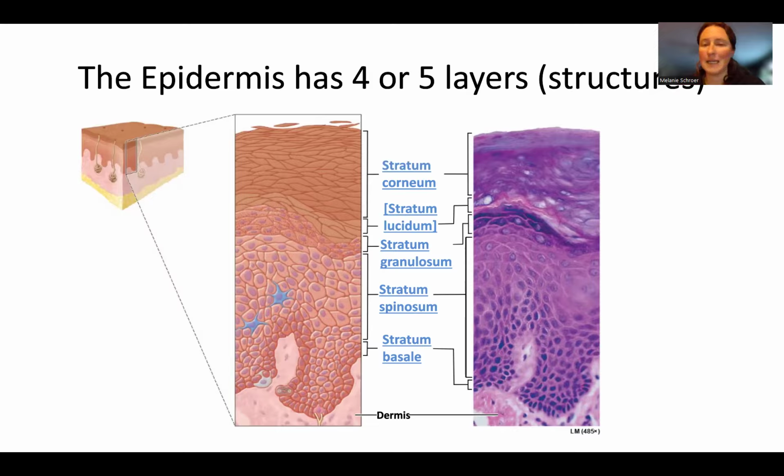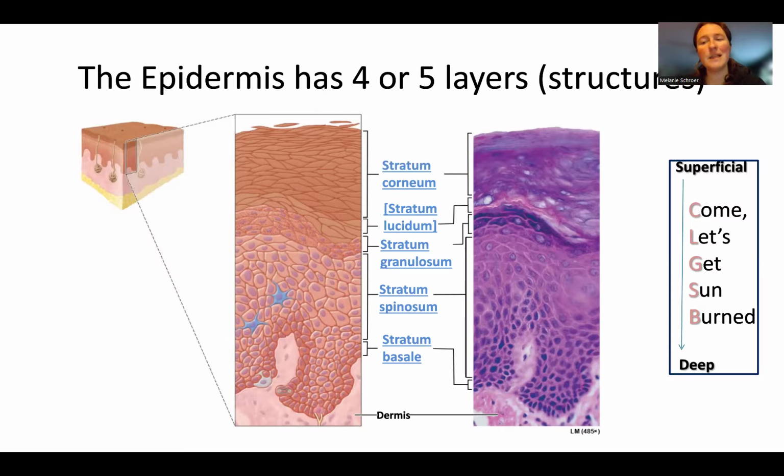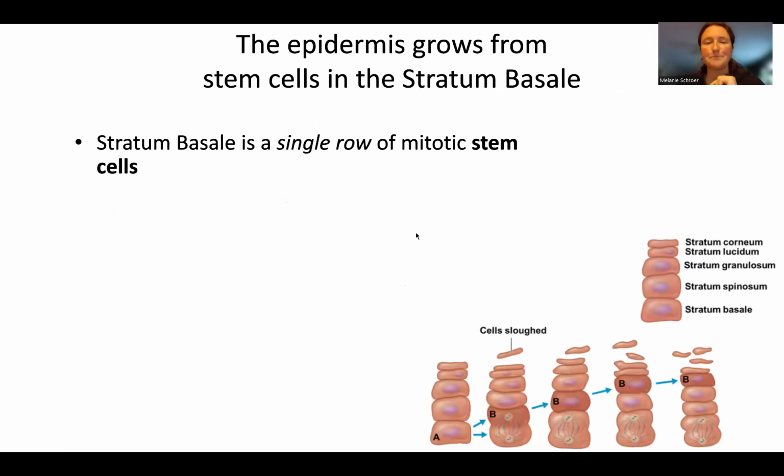And so, yep, lots and lots of different terms, but I have a little mnemonic for you guys. That mnemonic is, come, let's get sunburned, okay? Corneum, lucidum, granulosum, spinosum, and basale, from superficial to deep. And again, unless you are talking about skin in the palms of the hands and the soles of the feet, it would become get sunburned, right? Lucidum is only present in those 2 places. I'll remind you of that.